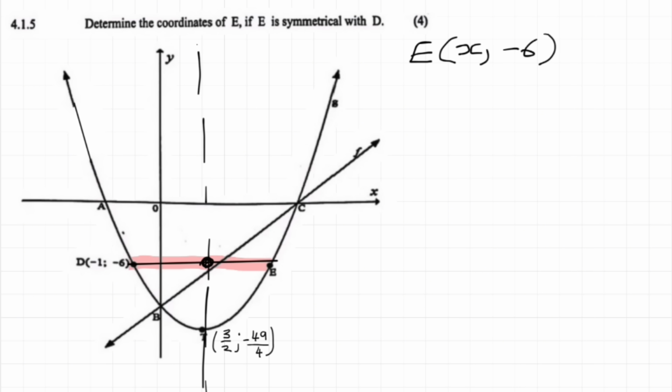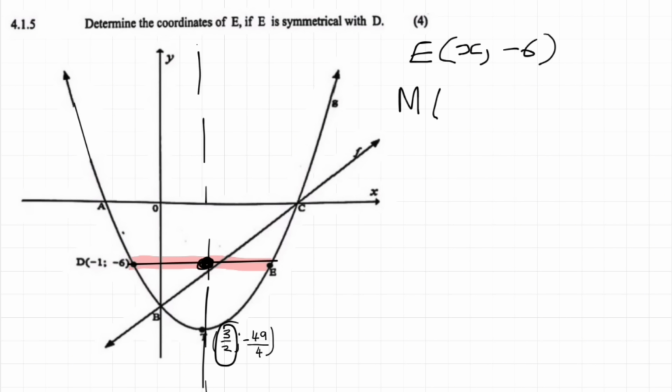If we can find this point, which is the midpoint between these two, then we can use the midpoint formula and find the value of x. How can we find that midpoint? We know that this point that is going to be here is going to share the same coordinate as this.